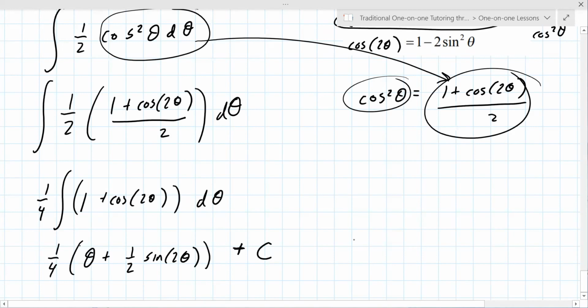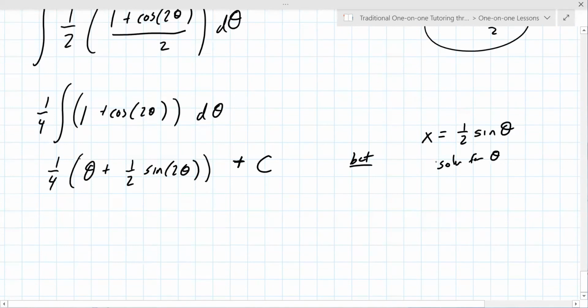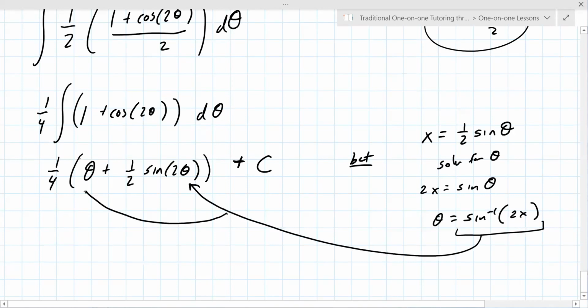But we have to go back to our original substitution. Remember, we said x equals 1/2 sine theta. That was the very first step. So we need to solve for theta. So we get 2x equals sine theta. Theta equals the arcsine, or inverse sine, of 2x. So wherever you see a theta, you've got to put that back in.